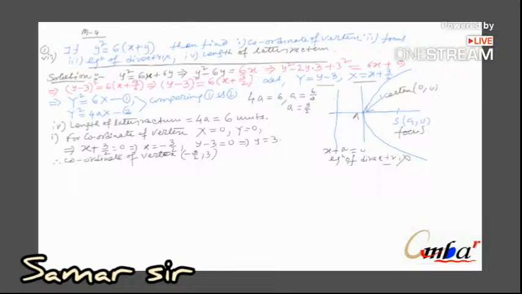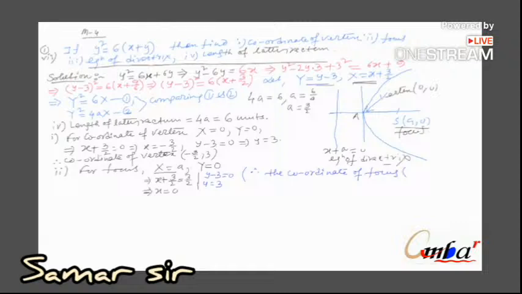Now for the coordinate of focus, sorry, this is focus. Capital X equals a and capital Y equals 0. x plus 3 by 2 equals 3 by 2, that is x equals 0. Capital Y means y minus 3 equals 0, so y equals 3. Then the coordinate of focus is 0 comma 3.